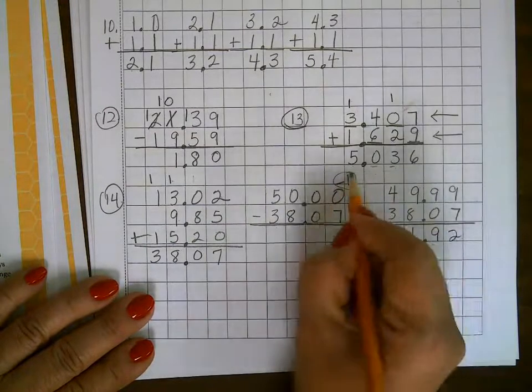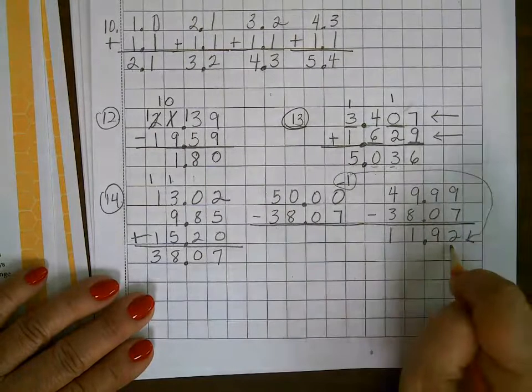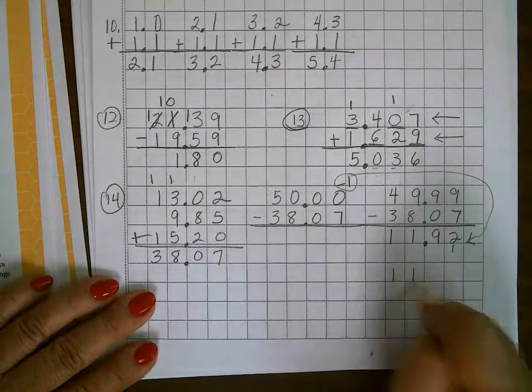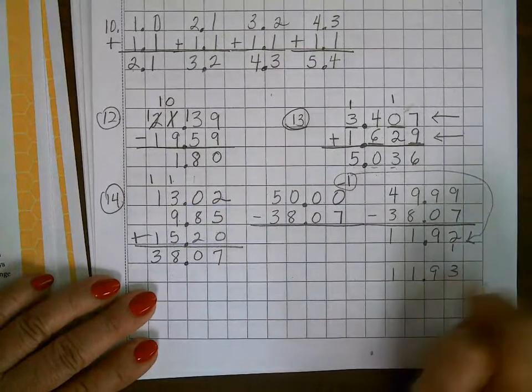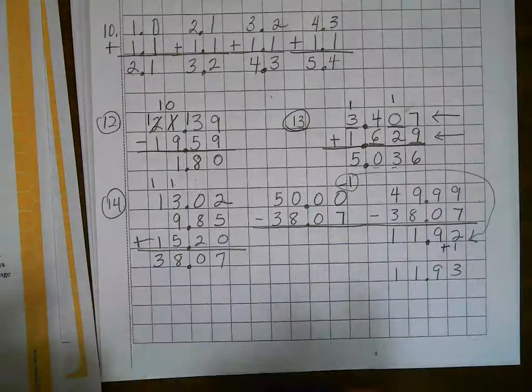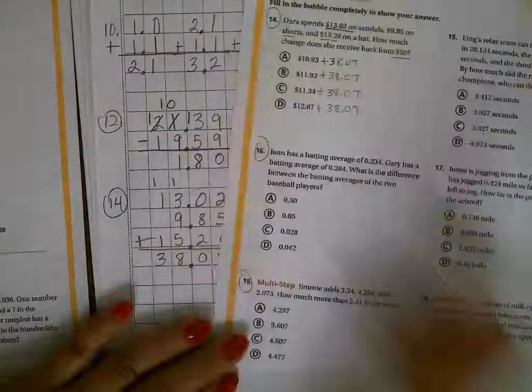I need to add in that penny again. So it's just going to be a 1. And so it'll be $11.93. So I have to put a +1. And that was your answer. So it's going to be B.